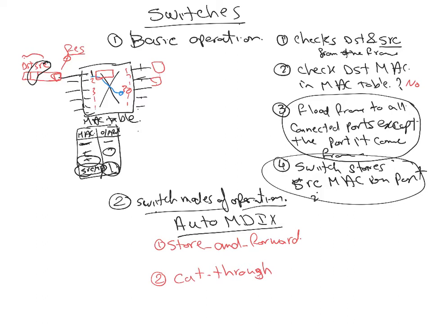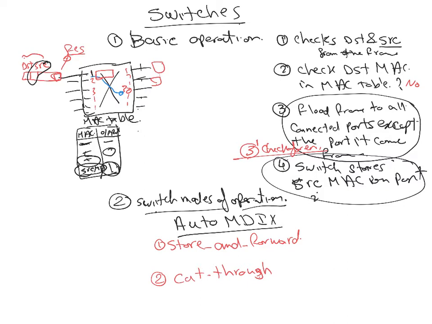Then if the frame has no error, which is a step here, there is actually a check for error. This happens only for the case of store and forward. So in the store and forward, the switch will store the entire frame, will check the frame content against the frame check sequence, and only if the frame is completely correct, then it checks the destination address and it forwards or it floods the frame to all the connected ports, as we said.